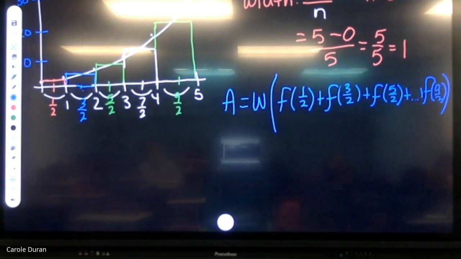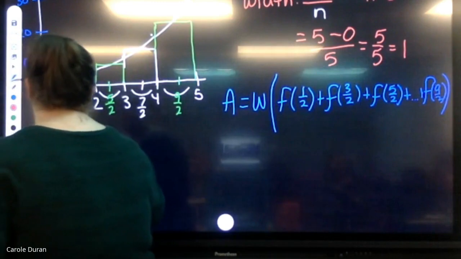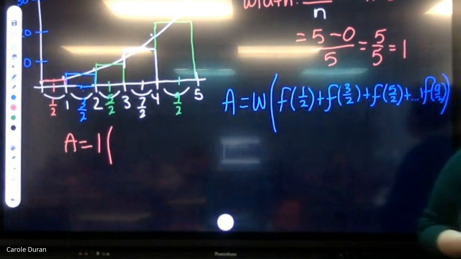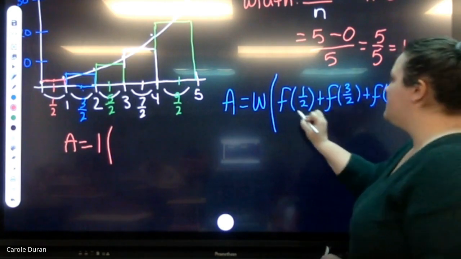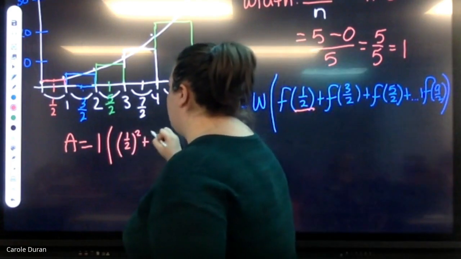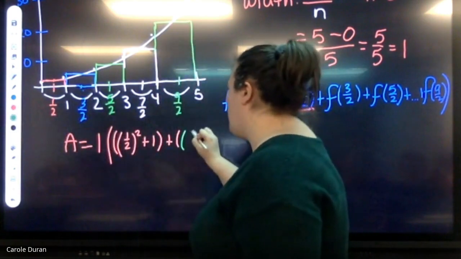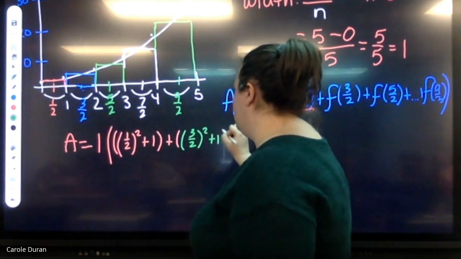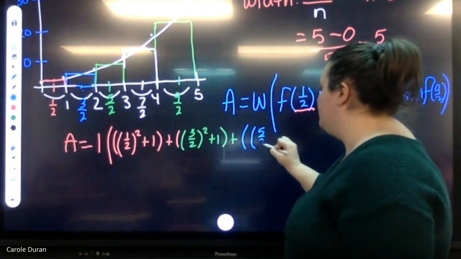So what was the width of each of my intervals on this one? 1, which makes it really, really easy. So I'm going to have area equals 1 times, and then the function I'm going to be plugging these points into is that velocity function. So v of t equals t squared plus 1. The first midpoint I had was 1/2. So when I plug it in, I'm going to have 1/2 squared plus 1, plus, and then I'm going to plug in my next midpoint, which was 3/2. And we just keep repeating this until all of my midpoints have been plugged in.